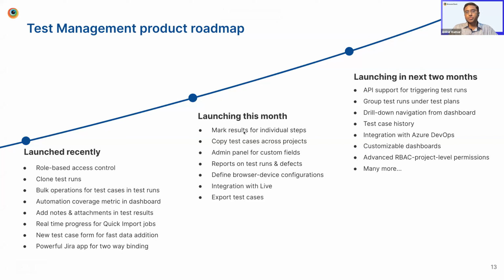Ability to mark results for individual test cases in a steps-driven template. How you can copy test cases from one project to another project. Some admin panel functionalities around defining custom fields, and more detailed reports which you can download in CSV or PDF format. And in the coming few months, we are launching support for you to create test runs through APIs. You'll also be able to group test runs under test plans, and see test case history to know who changed the test cases, right? Customizable dashboards and advanced RBAC, right?